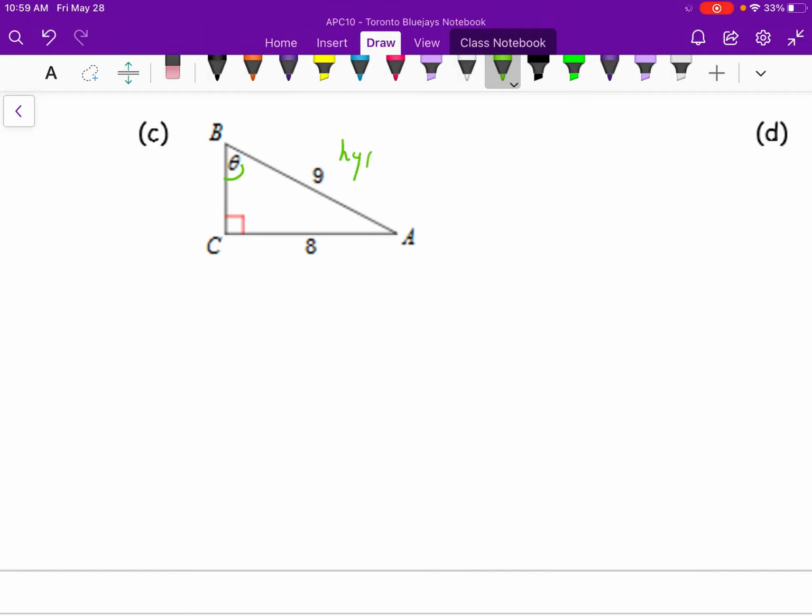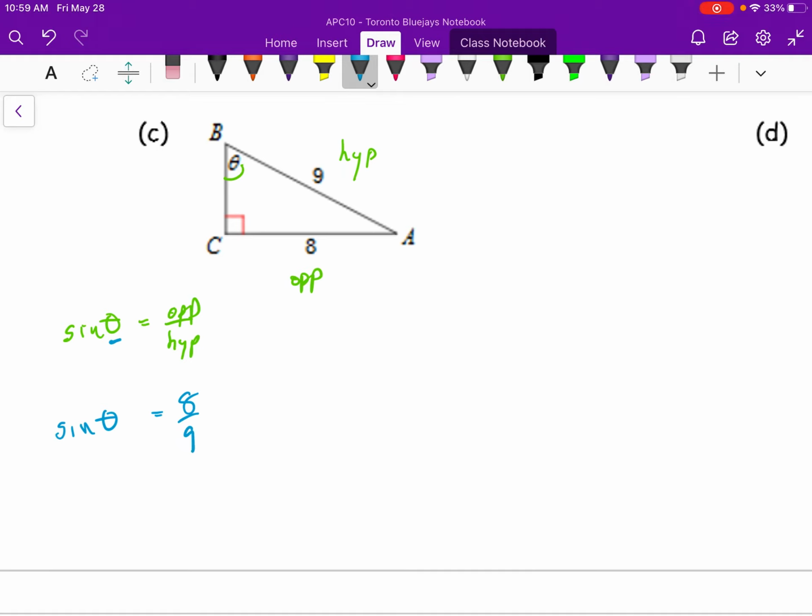So if this is theta, I'm going to call my hypotenuse my hypotenuse. This side is the opposite. So if I'm dealing with opposite and hypotenuse, I'm just going to call this sine theta is equal to opposite over my hypotenuse. If I'm trying to figure out theta, I need to find my sine ratio first. So sine theta is equal to 8 over 9.